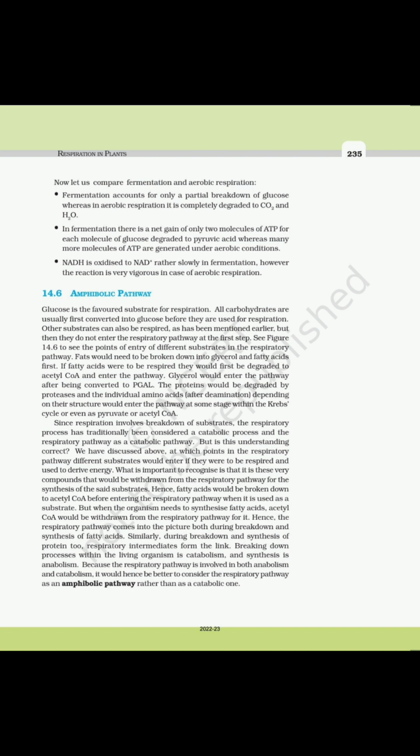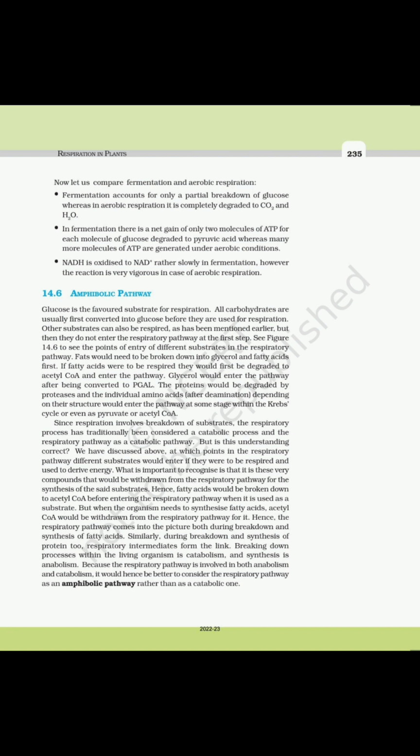Since respiration involves breakdown of substrates, the respiratory process has traditionally been considered a catabolic process, and the respiratory pathway is a catabolic pathway. But is this understanding correct? We have discussed above at which points in the respiratory pathway different substrates would enter if they were to be respired and used to derive energy.